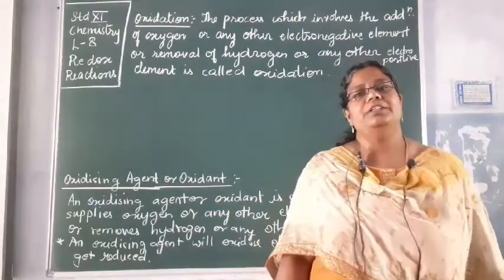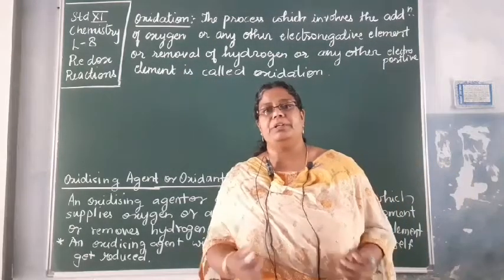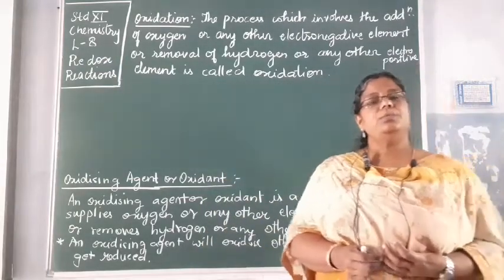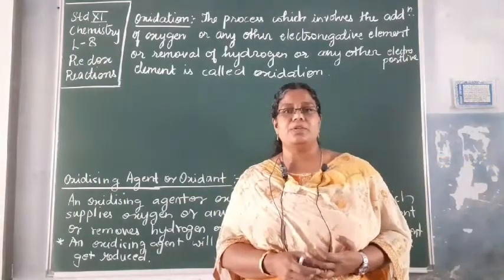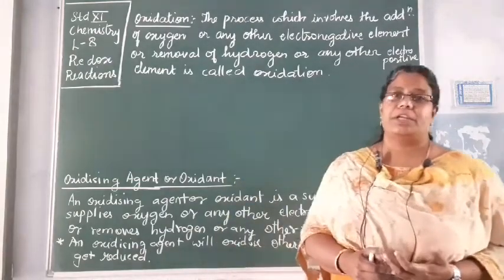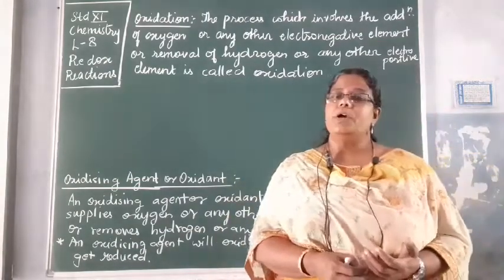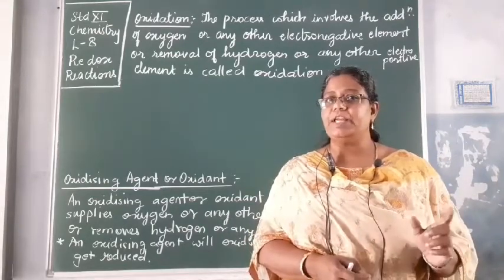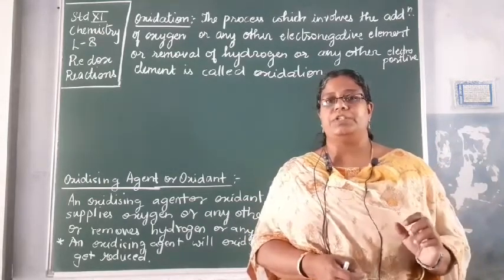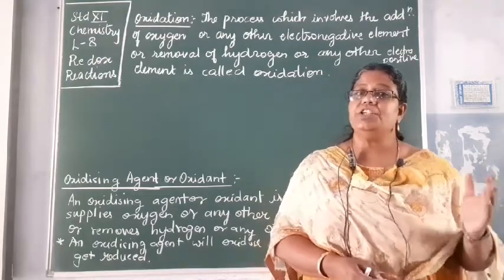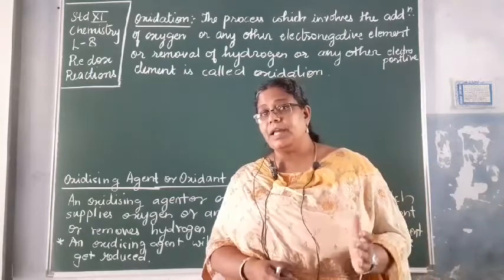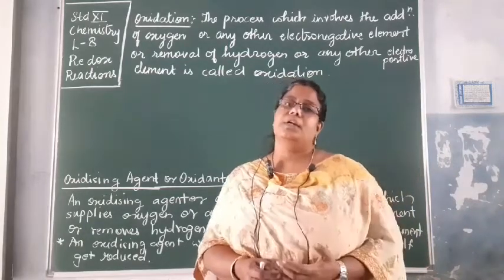Good morning, children. Today we will start with chapter number 8, that is redox reaction. Redox reaction you must have learnt in your previous classes also. What is redox reaction? As the name suggests, there are two parts in it: one is reduction reaction, the other is oxidation reaction. So, oxidation and reduction both occurring simultaneously in a reaction would be called a redox reaction.